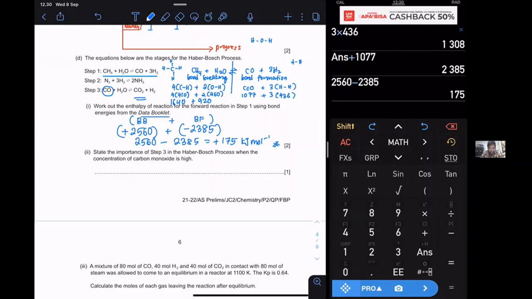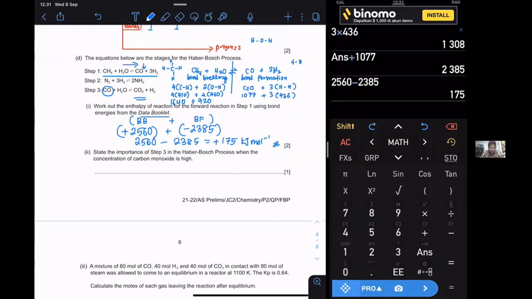This is important because when you remove the carbon monoxide, there are two reasons. One, you are going to decrease the amount of carbon monoxide, so this is going to make the equilibrium shift forward. When the equilibrium is shifted forward, you are going to increase the yield. But not only that, carbon monoxide is toxic, so it is dangerous and you need to remove it. So there are two importances here.